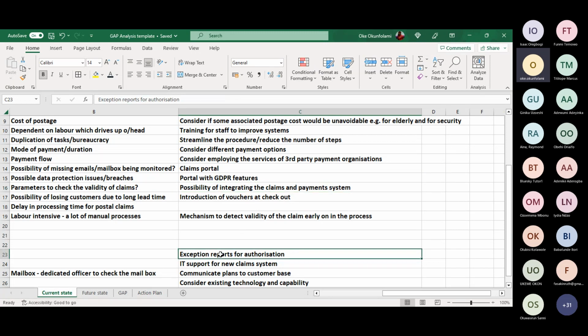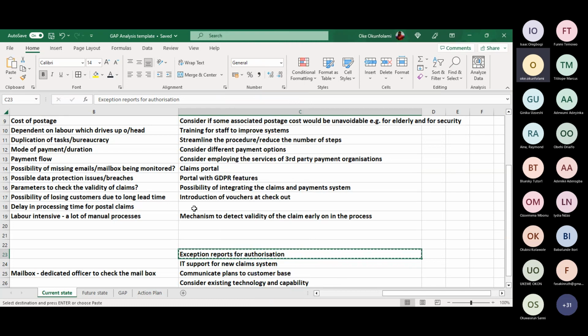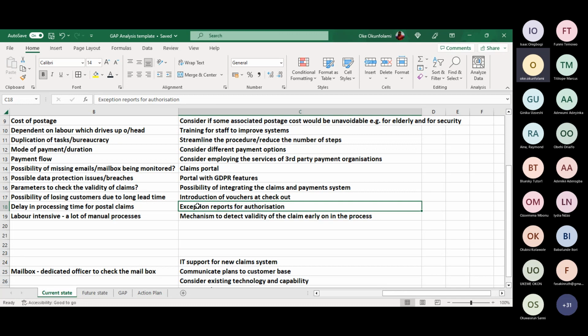And this is another one, and it ties into the other points made about detecting the validity of the claims early on in the process. Well, this is different for authorizations actually. So somebody mentioned giving the staff the ownership to make those decisions, not being micromanaged, because it can affect team staff morale.